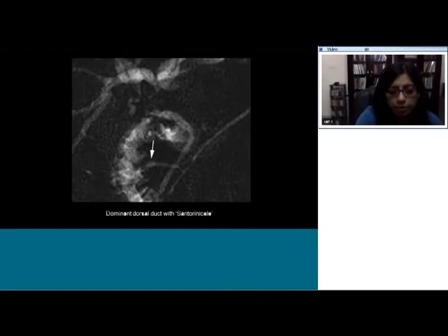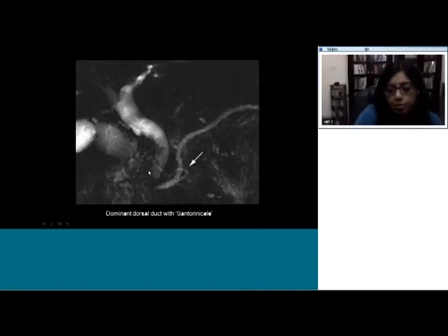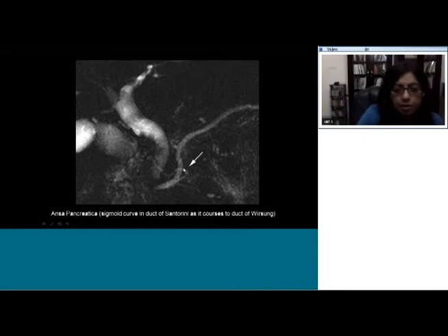So this is a dominant dorsal duct where the duct of Santorini is fairly prominent, and there is Santorini seal, which is a focal enlargement of the duct just before it opens into the duodenum. This is the sigmoid curve in the duct of Santorini as it courses towards the duct of Wirsung.